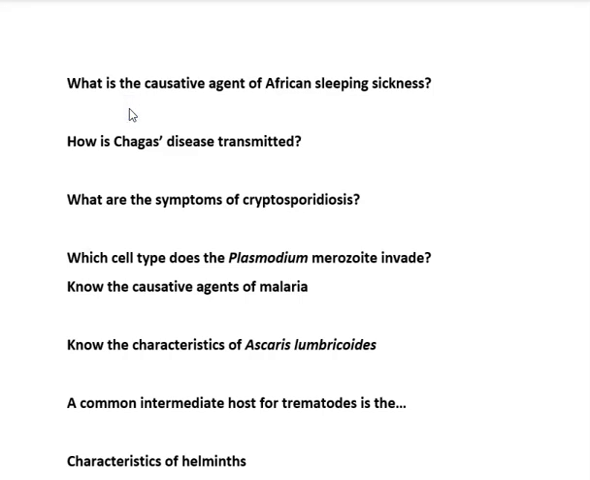You need to know the causative agent of African sleeping sickness. Remember, this is Trypanosoma brucei.